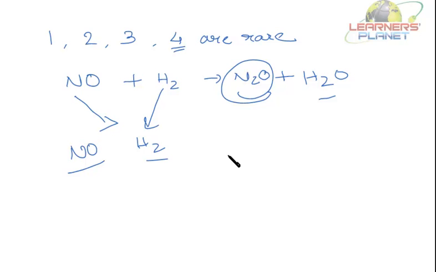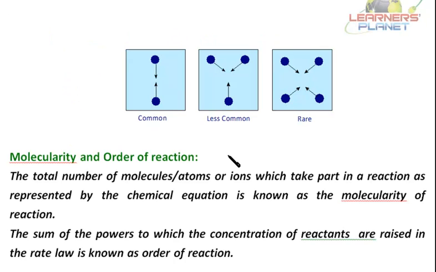Remember, whenever a product is to be formed, the bonds of the molecules of the reactant should be broken, or the molecules of the reactant should collide with each other so that the products are formed. And every collision is not an effective collision, that is, every collision will not lead to the formation of a product. Okay? So this is why the reactions of higher molecularity are rare.